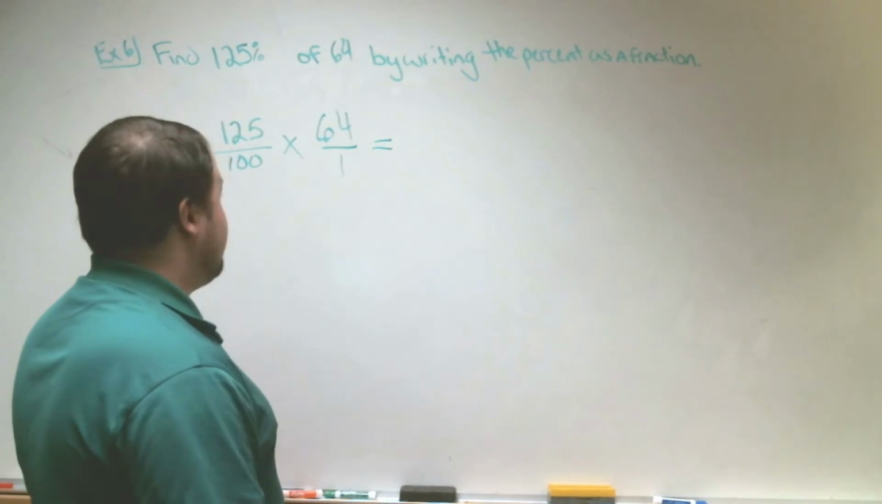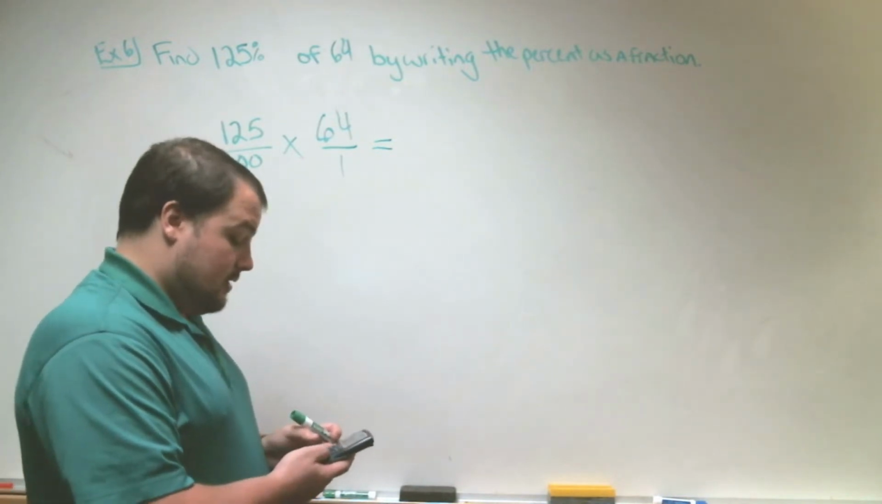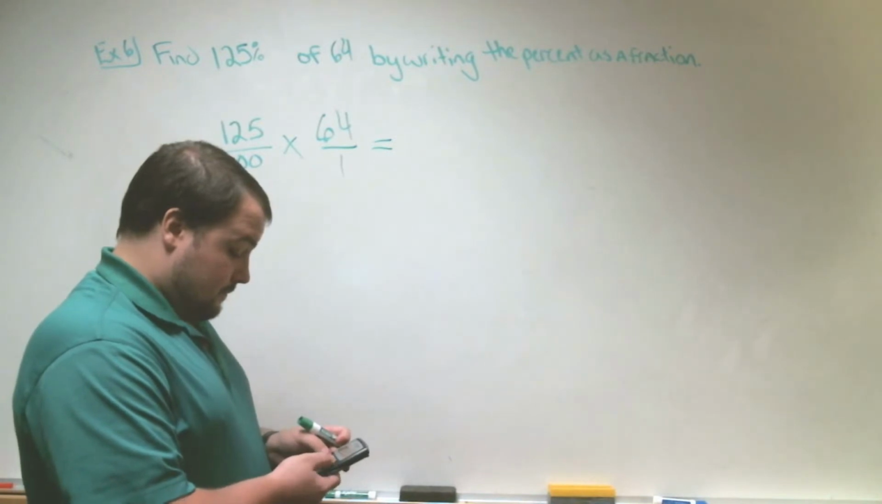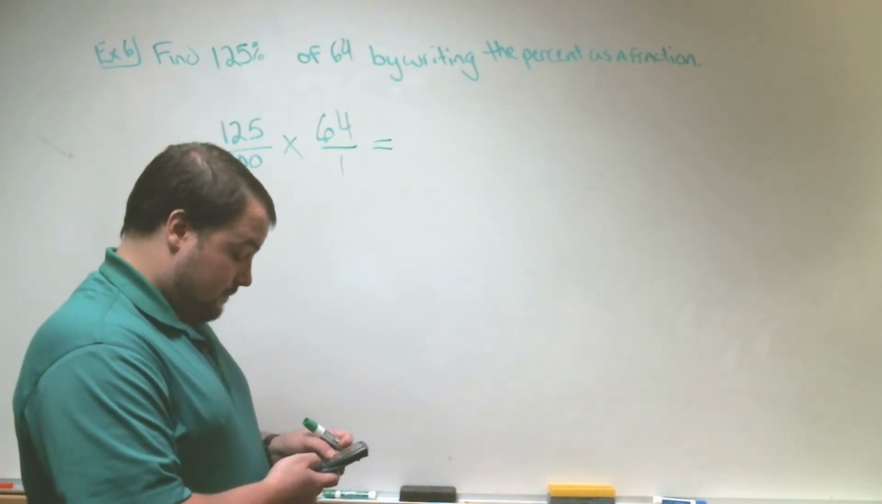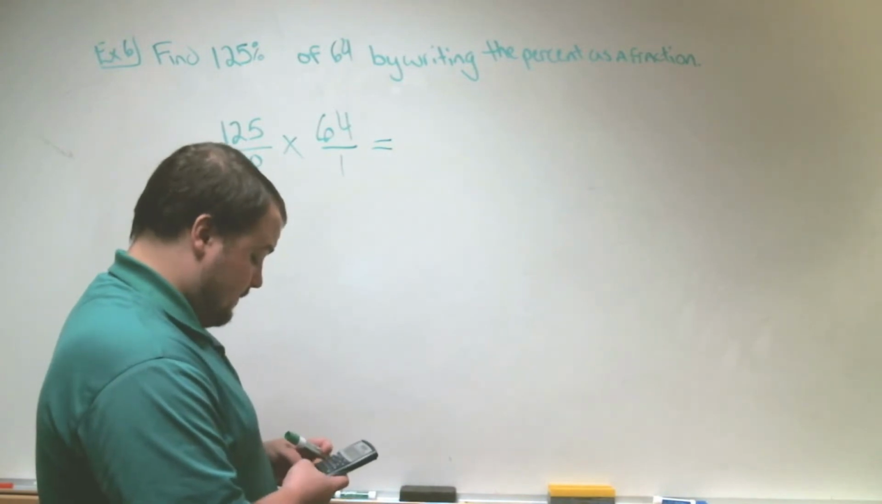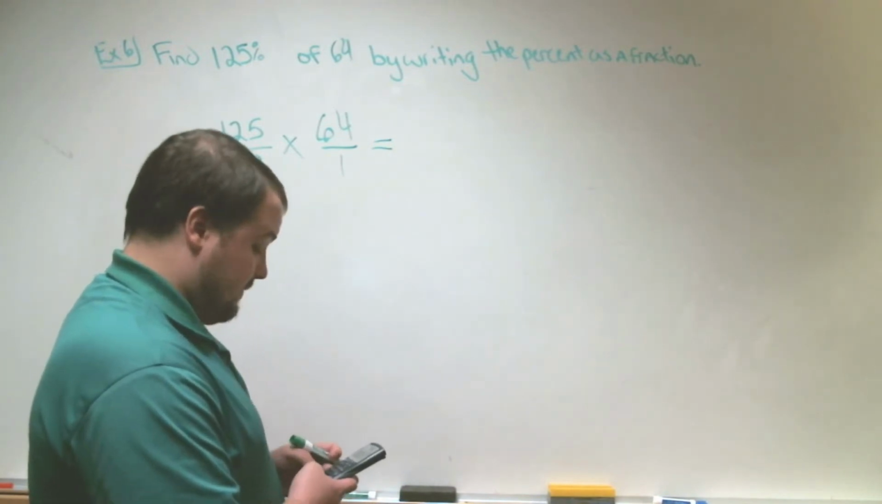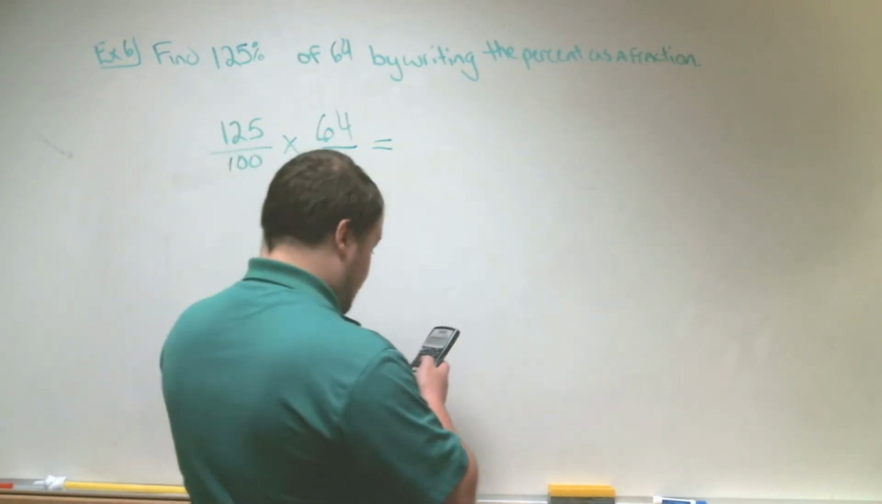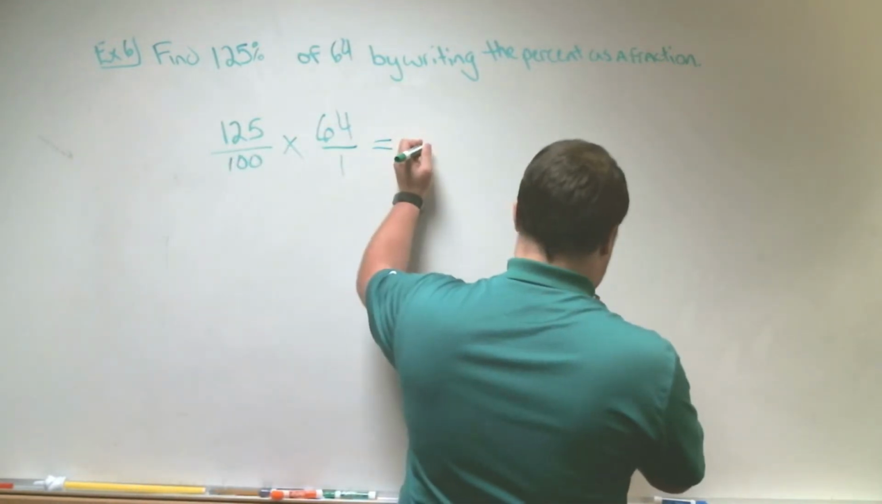So I'm going to use my calculator to help me with my multiplication across. I got 125 times 64. And I get 8,000.